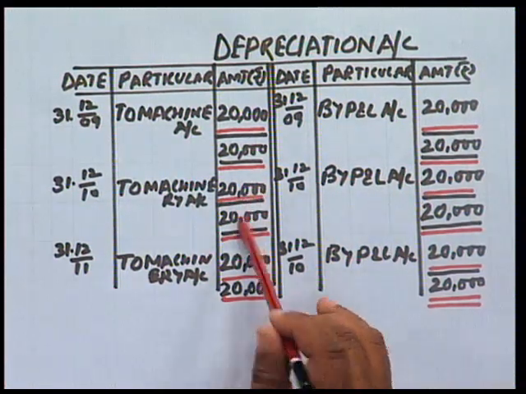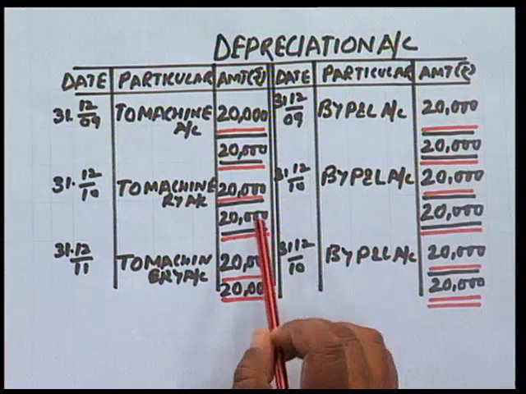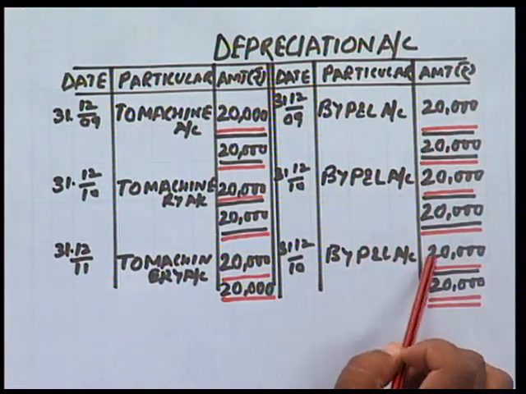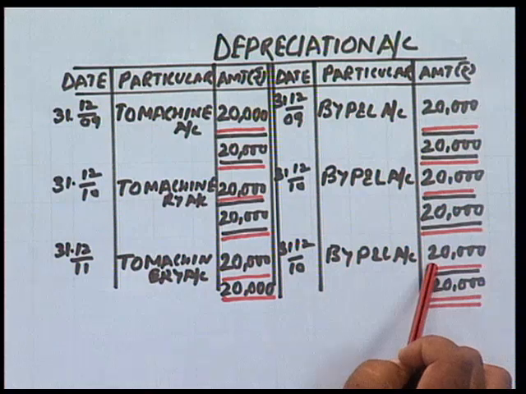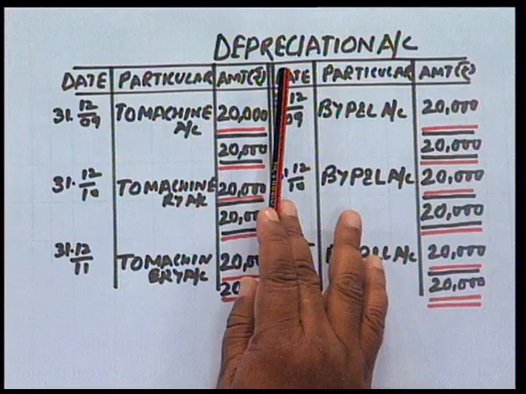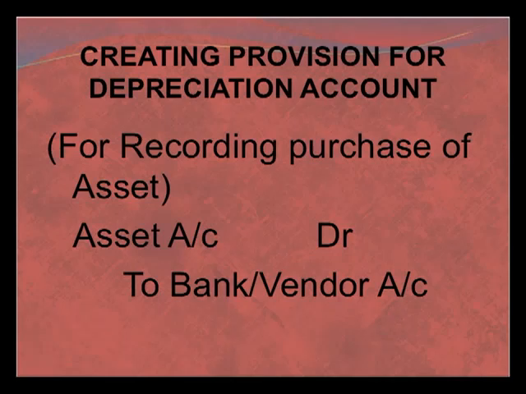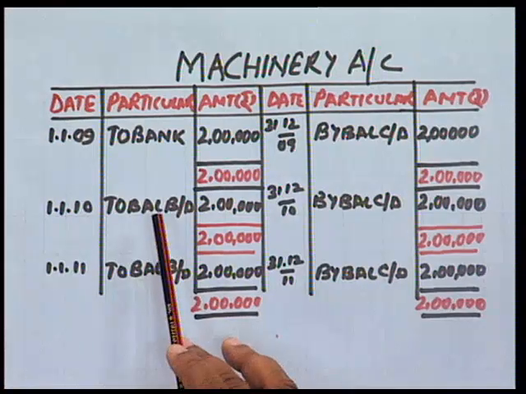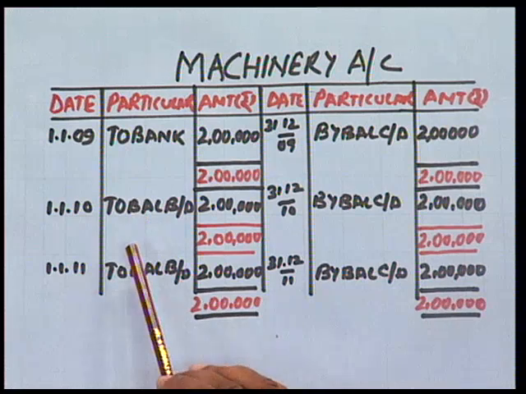So every year 20,000 rupees has been charged as depreciation, and all 20,000 of every year has been transferred to profit and loss account. So these are the accounts which we prepare when the depreciation is directly charged to the asset account. But under the second method, when we do not transfer the depreciation to asset account directly, we prepare a separate account for depreciation, that is provision for depreciation account. Let us see how the account is prepared under this method.